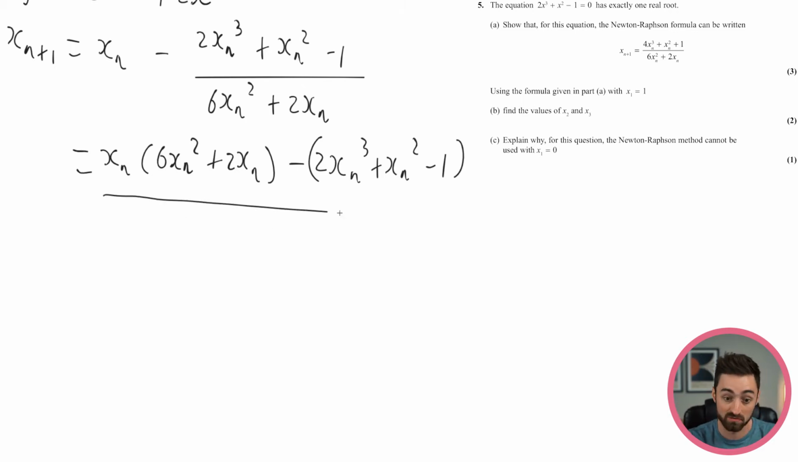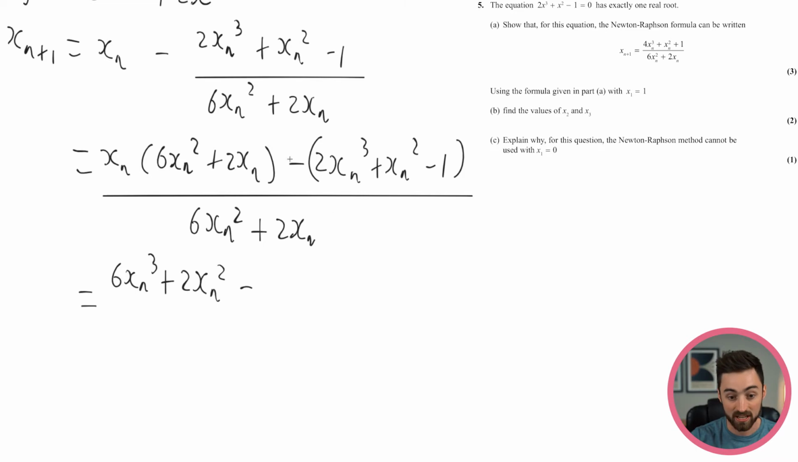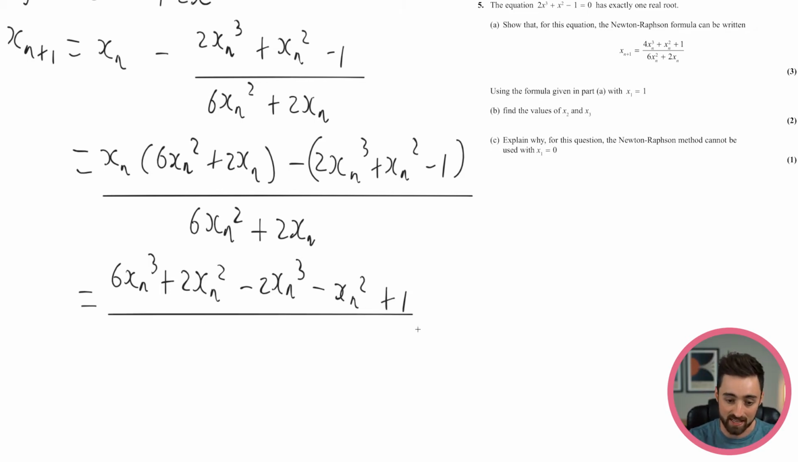All of this is just going to be over that same denominator now. So 6xn squared plus 2xn. We've got the bottom that they have, so let's just hope that the top clears up and gets to the same as there, and I've got my three marks. So let's multiply out this first bracket to get 6xn cubed plus 2xn squared. And then going to take away this bracket, so minus 2xn cubed minus xn squared, and then plus that one, because that's two minuses, divided by that same denominator.